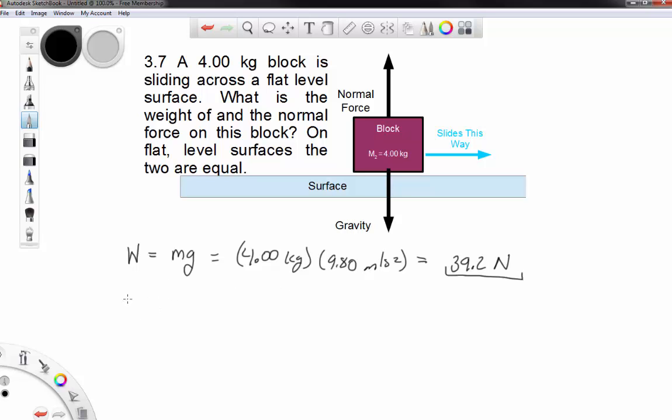What about the normal force? We can give an N to represent the normal force. And the way that we can get the normal force is, we notice in this diagram the block is sliding in this way. That means that in the vertical direction there is no acceleration. And if there's no acceleration, then we can write that the sum of forces is equal to 0.